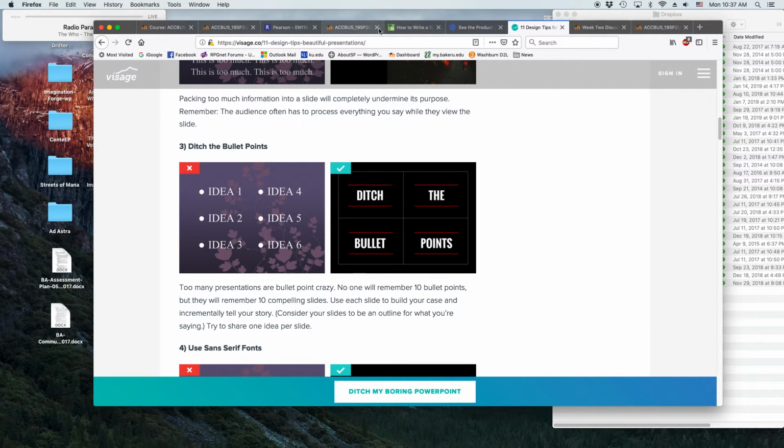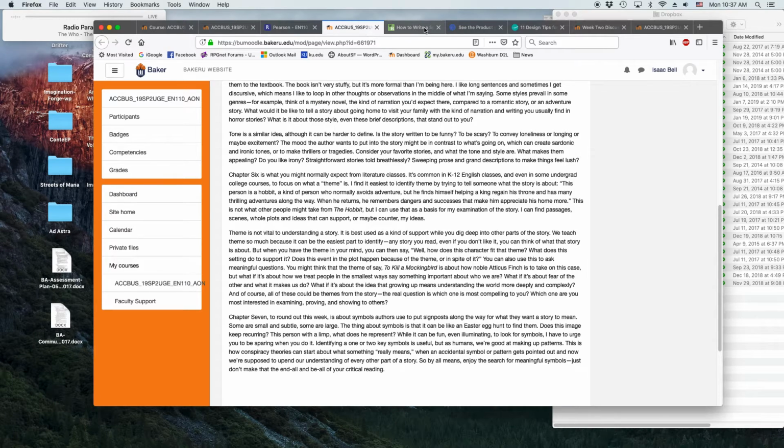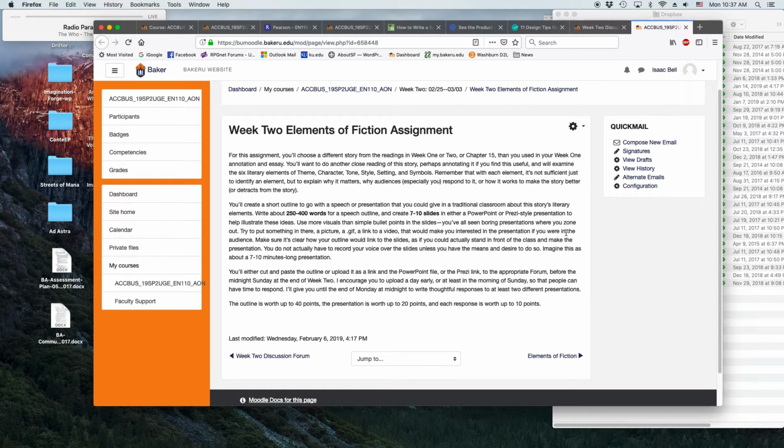Think about ways to make a presentation more interesting. Try to use some images, try to use some videos, but don't use just stock footage of stuff. If you pick an image to go with a concept, think about what the image is saying. Think about what the concept you're trying to convey is. So just try to throw all that together.